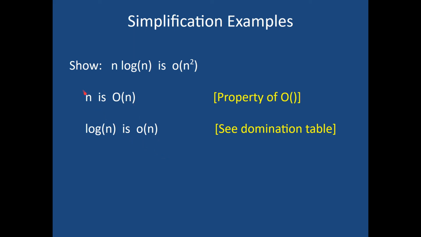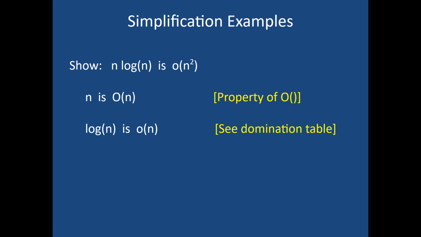And then you've got to show that one of the pieces on the left-hand side is big O of one of the pieces on the right-hand side. And you've got to show that the other piece on the left-hand side is little o of the other piece on the right-hand side. So we've shown that this n is big O of one of these n's, and this log n is little o of the other n.